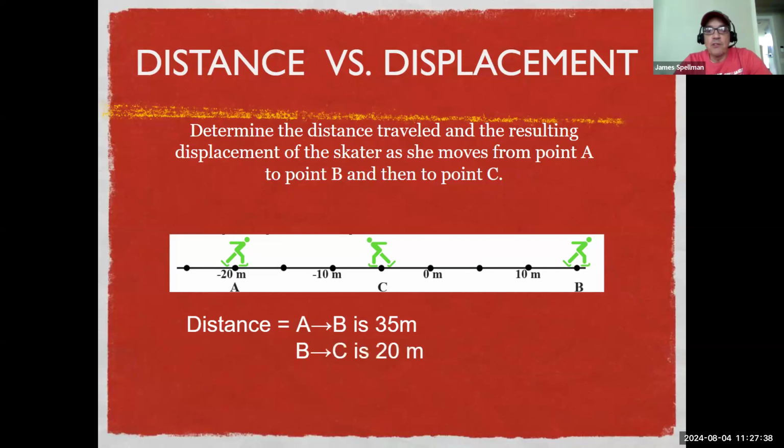And then from B to C, we're going from 15 meters back to -5. That's a change of 20, and if you need to use the number line, you can do that. So for distance, we just added those up. 35 and 20 is 55 meters. How far did you skate? Skated 55 meters. That's the distance.